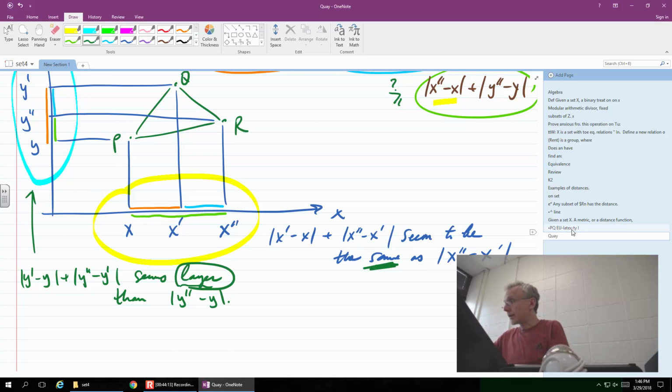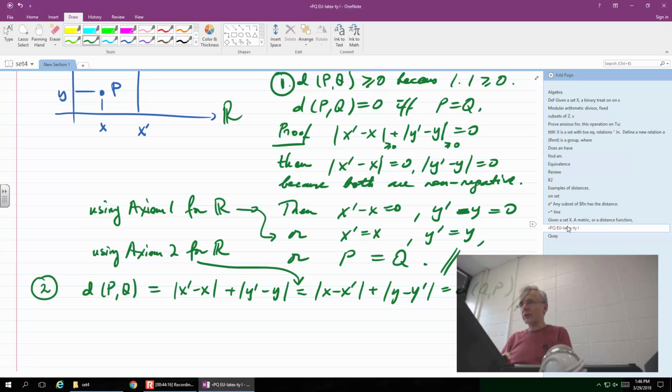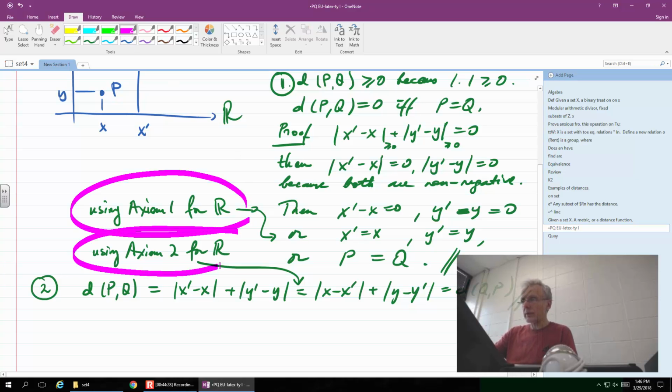Look at the idea over here. We proved the two axioms, and we will prove them straightforwardly. But the comment actually becomes important. These two comments become important. That we actually used axiom 1 for R to prove axiom 1 for R2, and we used axiom 2 for R to prove axiom 2 for R2.